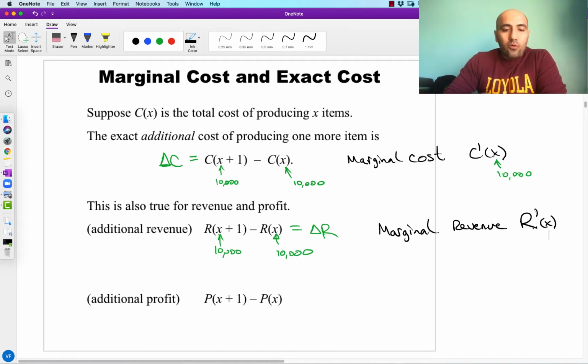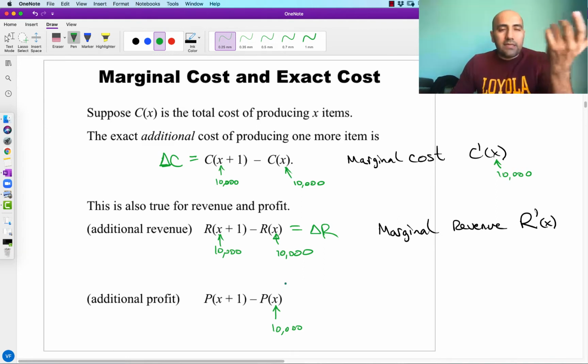And just like before, if P of X represented the profit function, and then we put in, sticking to the bicycle idea, 10,000 bicycles sold, then the output of this function would tell me the total profit collected, right? So it's automatically taking the revenue minus the cost, and then that's where my profit comes in.